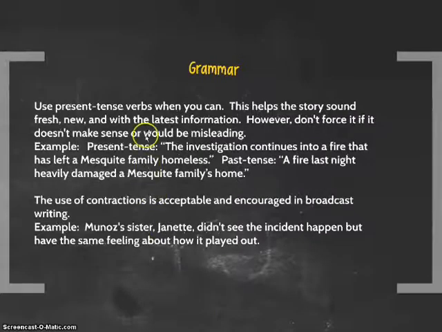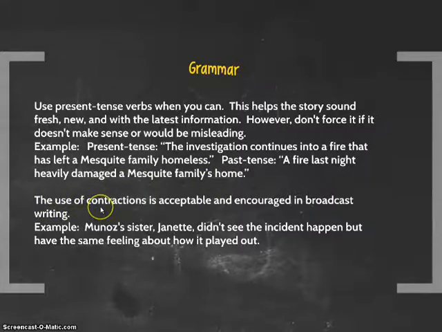A couple of things about grammar. The rules tell us that you should always use present tense verbs when you can, and that just makes the story sound a little more fresh and new. It doesn't sound like it's old news. So an example of a present tense sentence would be, the investigation continues into a fire that has left a Mesquite family homeless. So that's looking like it's present tense, as opposed to a fire last night heavily damaged a Mesquite family's home.